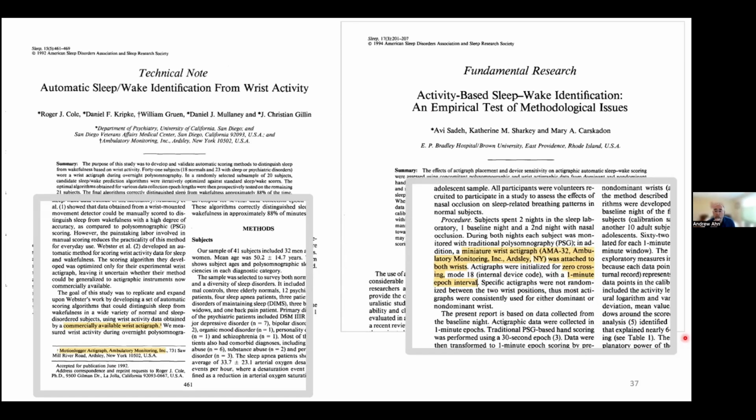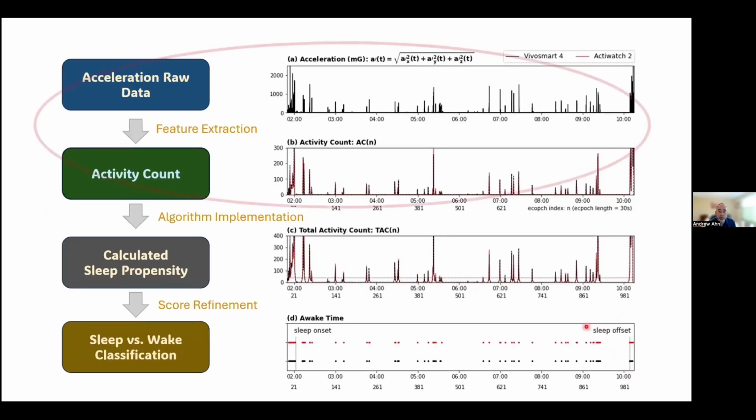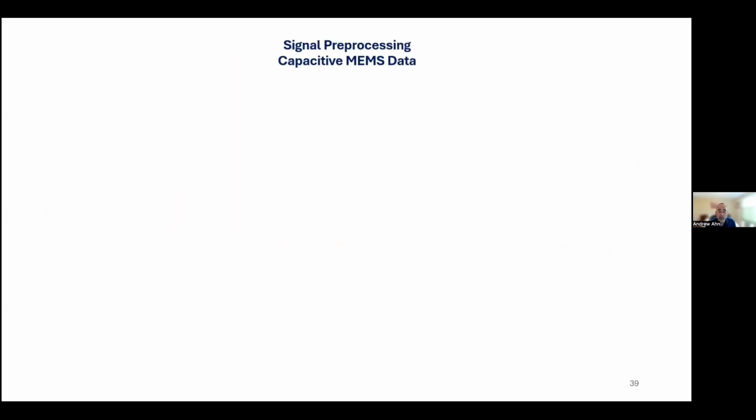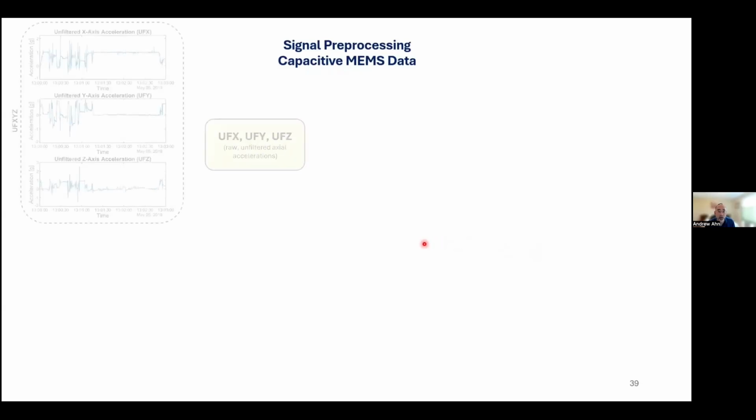I think what's really important is that this is not just a historical footnote, because when we use modern capacitive MEMS accelerometers where we have 3-axis data, we can't simply plug this data directly into these traditional algorithms. The signal characteristics are fundamentally different, requiring additional processing steps to make our modern data compatible with these classic algorithms. And so this is where the first step needs to be reevaluated: how the raw acceleration data is transformed into activity counts. Here are the steps that need to be taken to do that.